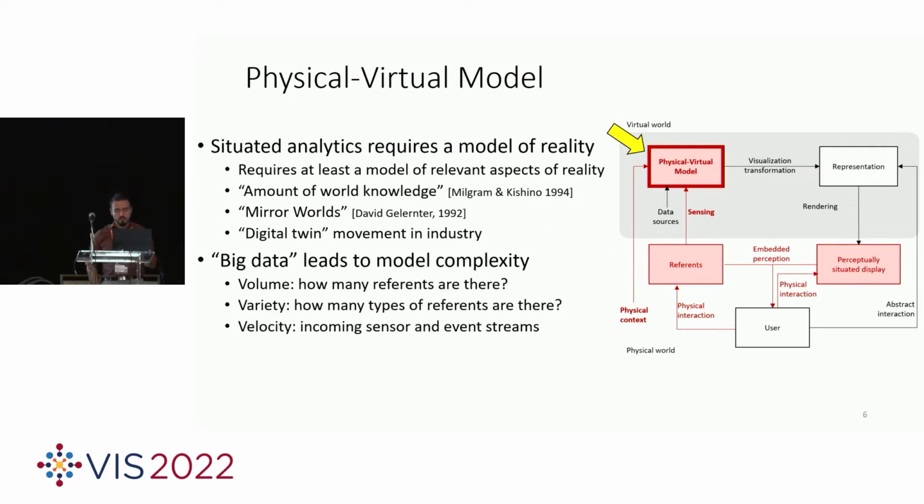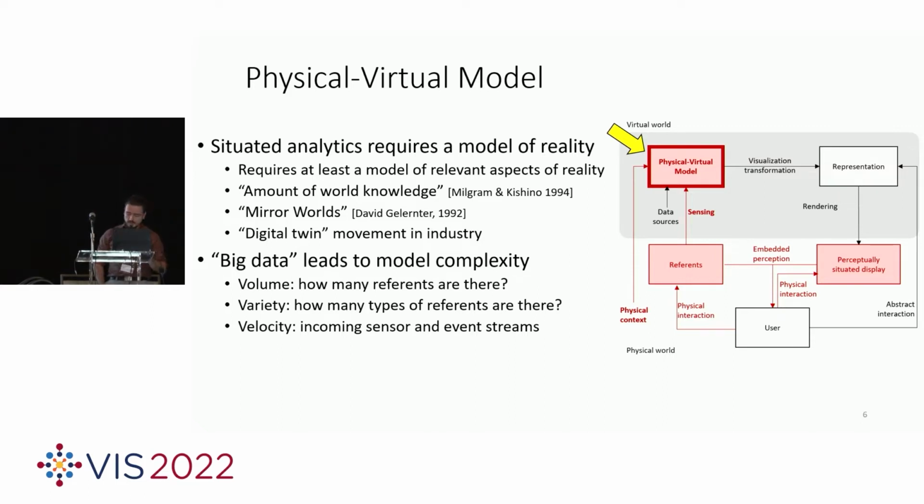The physical-virtual model is actually the key to establish the semantic connection between an object like this device here and its representation in the virtual world. It has been mentioned a long time ago, like in mirror worlds or digital twin, and it's even an industry keyword like big data. How many sensors do we have? How much data is coming in?